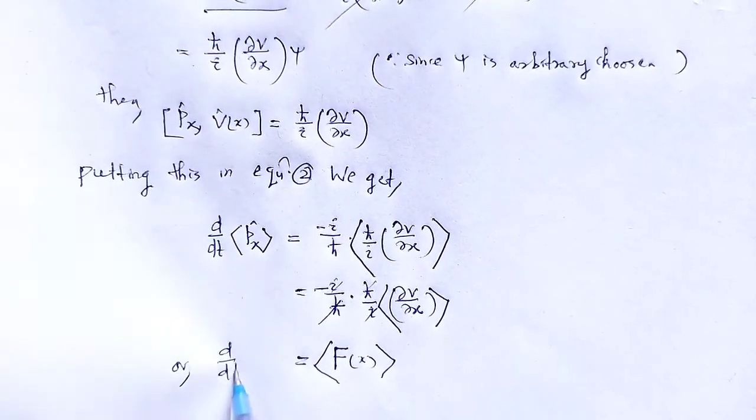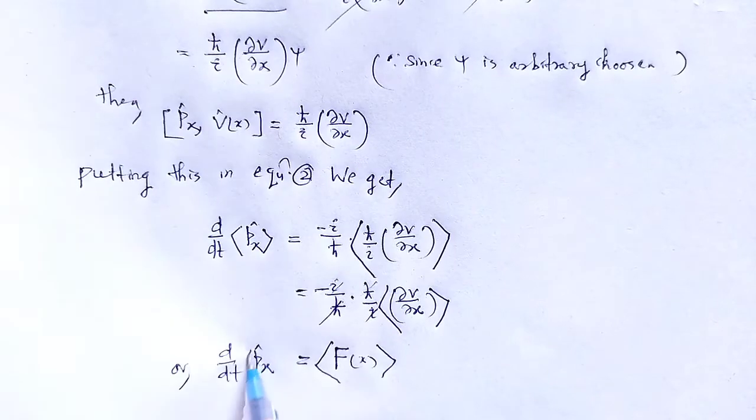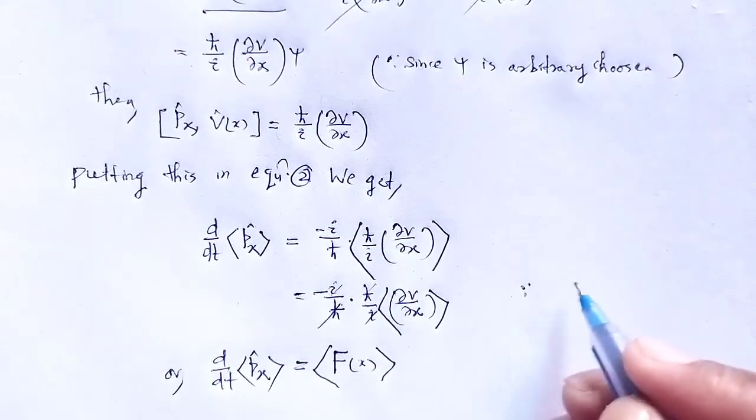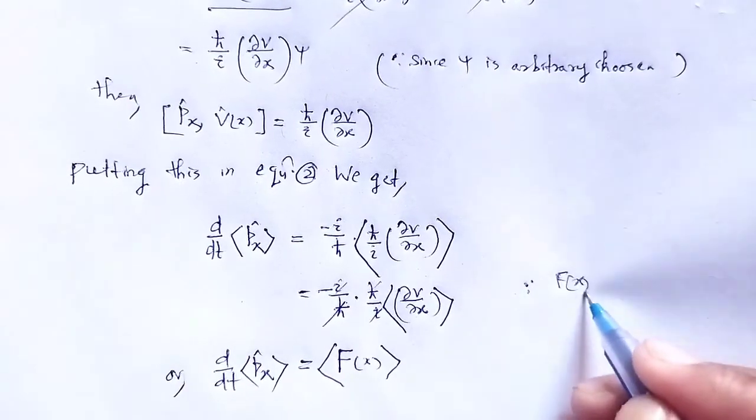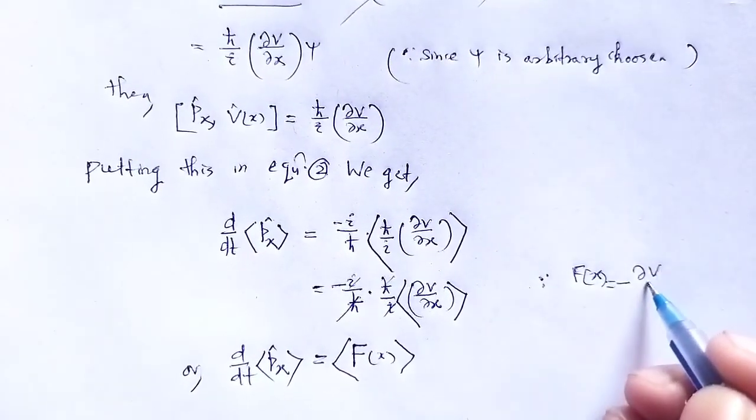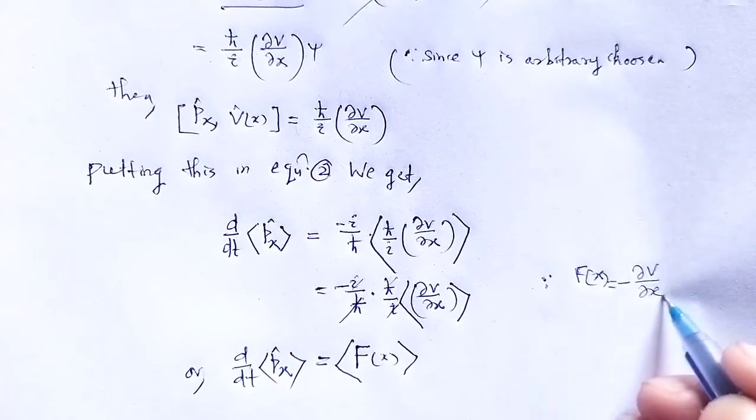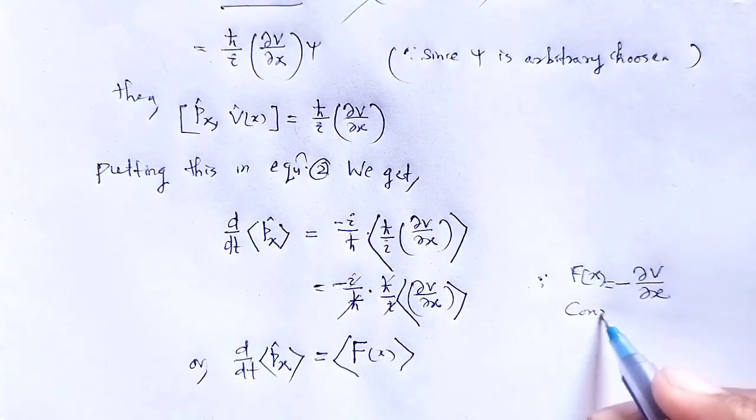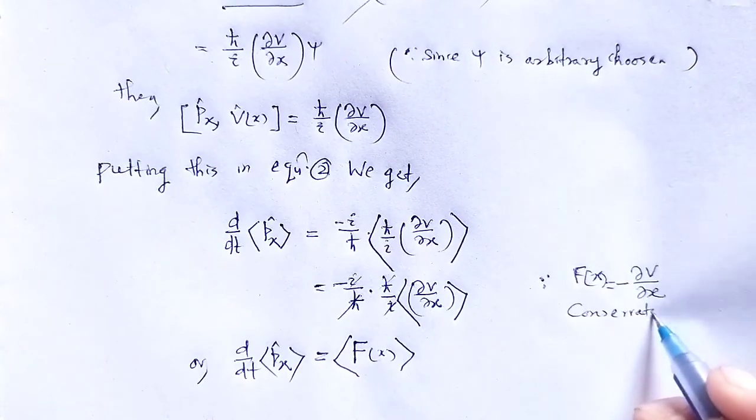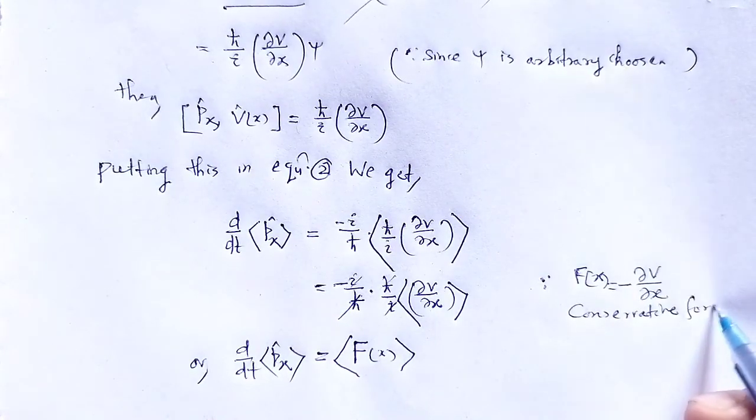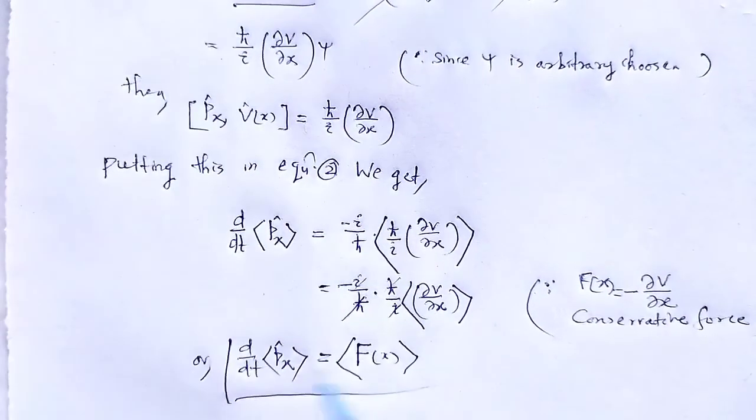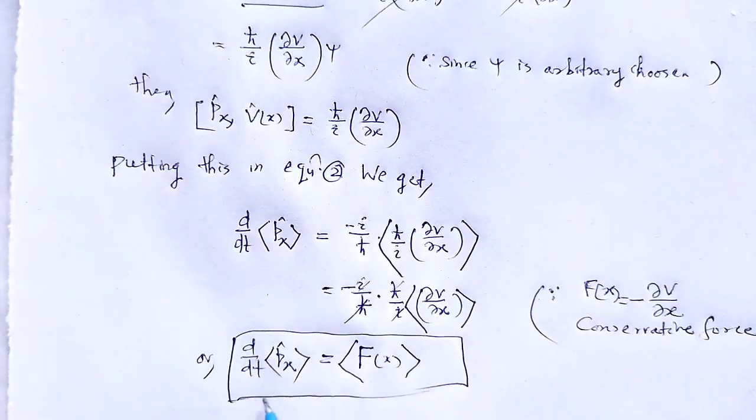That entire term will be the expectation of F of x, so d by dt of the expectation of Px cap equals the expectation of F of x, where F of x is the negative of the potential gradient, del V by del x, for a conservative force. This is the proof of Ehrenfest's theorem.